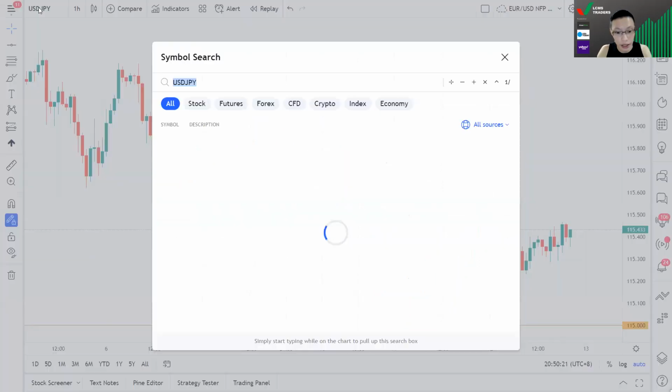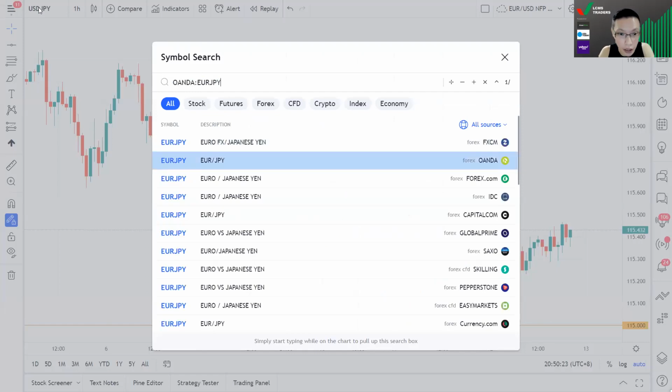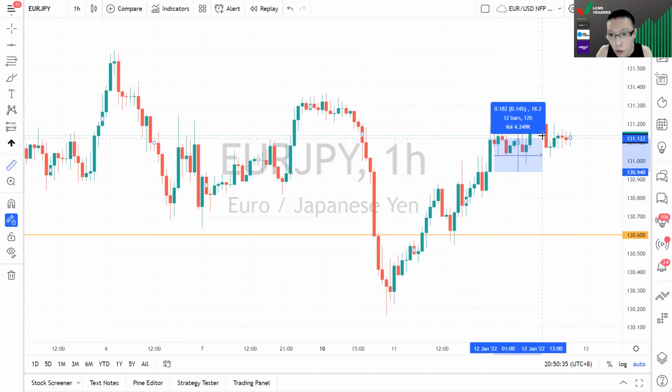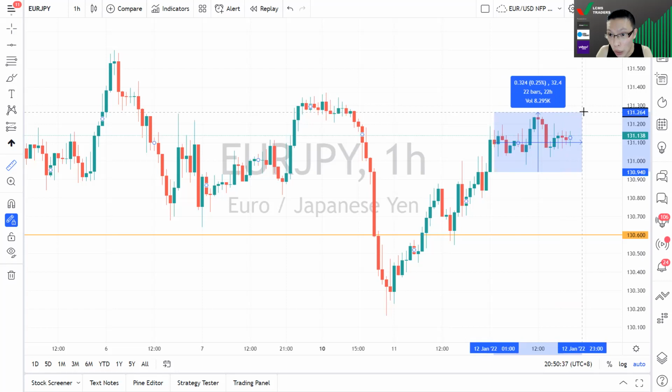Then we have euro yen and pound yen. Euro yen, let's look at euro yen. Euro yen tends to move quite a bit as well on a daily basis. Therefore, 32.4 pips for today, it means that there's still potential for euro yen to move.